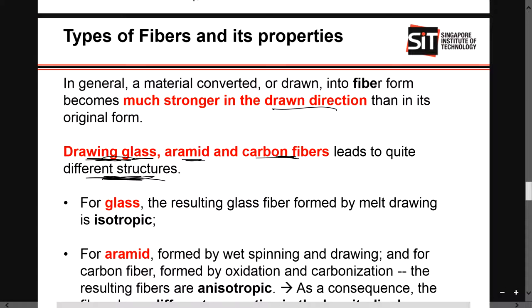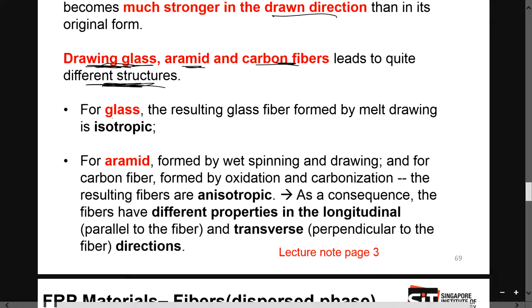So for glass fibers, it is formed by melt drawing. Melt drawing means that you have this furnace over here, and you pour materials inside, and it slowly melts. Then you have this very small, thin diameter where you feed out the fibers. If you were to zoom into the fibers, you see that there is also an arrangement that is aligned, I think.